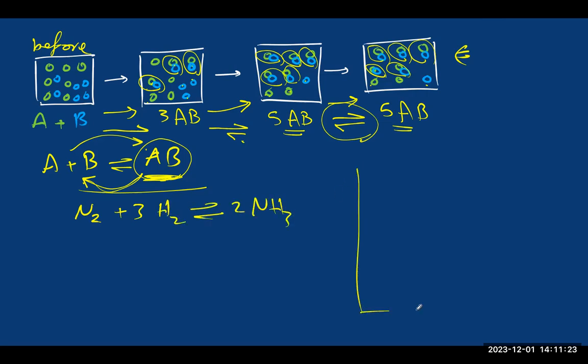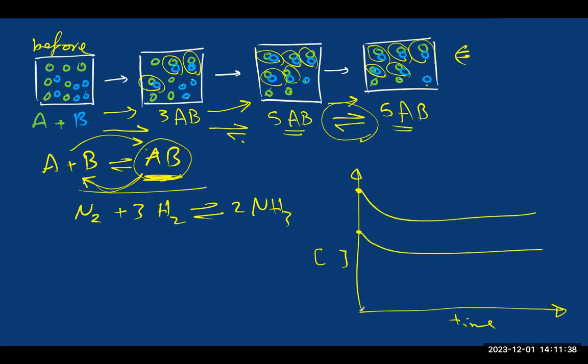Let's draw the graph for this one. We have two graphs here. Let's draw the first one, which is time versus the concentration for all reactants and products. We have two reactants: this is hydrogen, and this is nitrogen, and the product NH3. So at the beginning, we have a high concentration of hydrogen, a high concentration of nitrogen, and zero NH3 because we didn't start the reaction, we have no products.